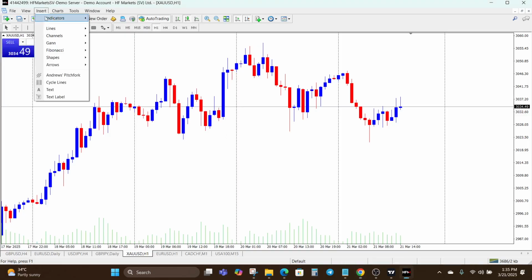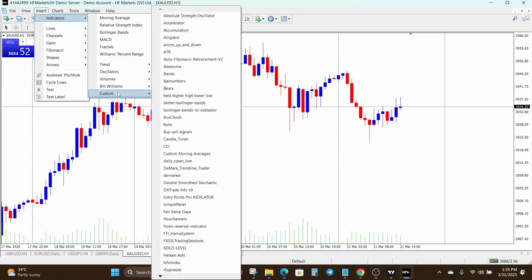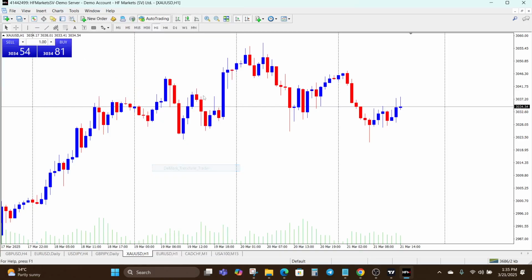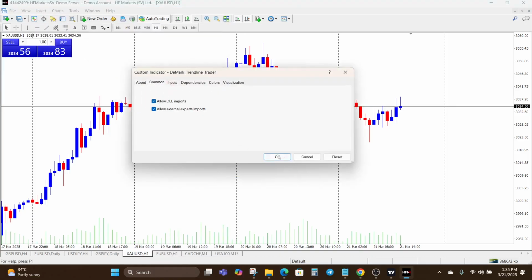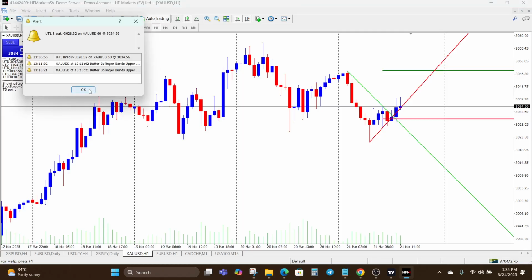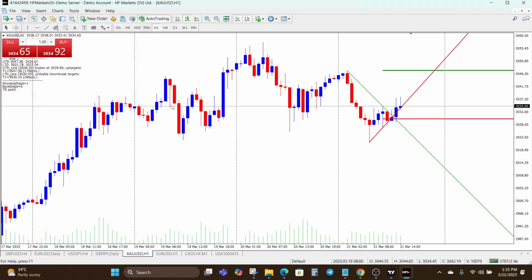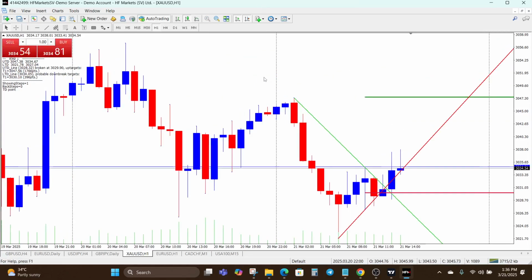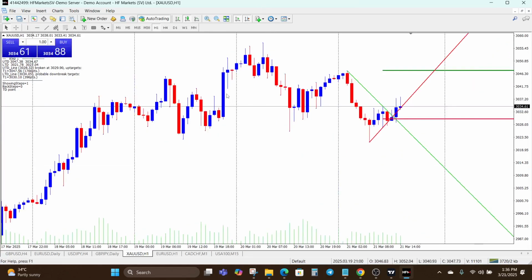I'm going to add the indicator to the chart right now, the DeMark Trendline Trader Indicator. All right. So now this indicator, as you can see, automatically plots trend lines to help traders spot trend direction, support and resistance zones and breakout targets, right?